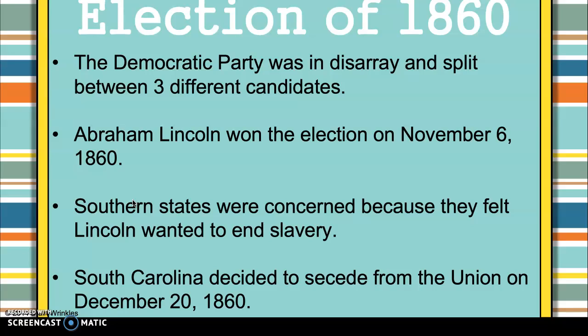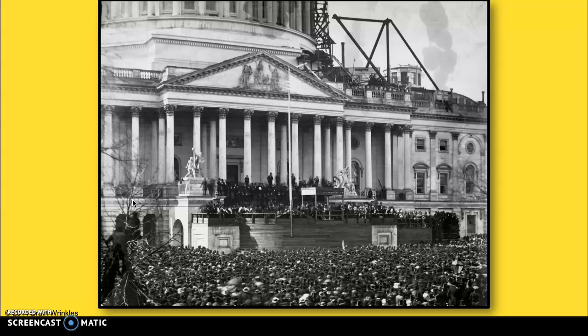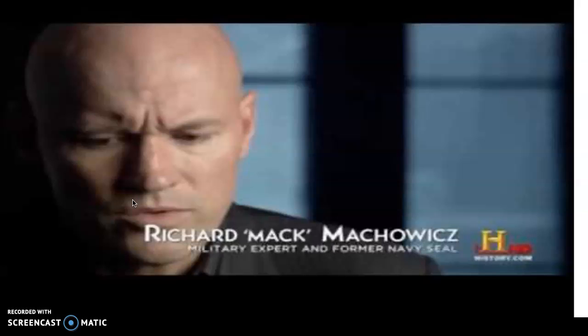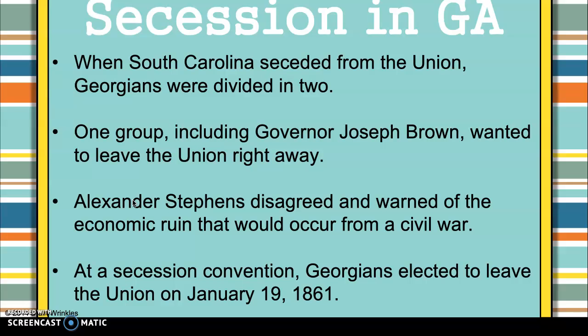Of course, the southern states are concerned because they feel he wants to end slavery. This is kind of like the final straw. So South Carolina decides to secede from the Union on December 20th, 1860. So the White House, President Lincoln's inauguration. I'll skip these videos because we're running out of time. South Carolina decides to secede from the Union.